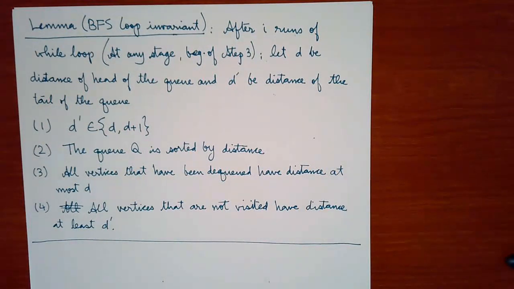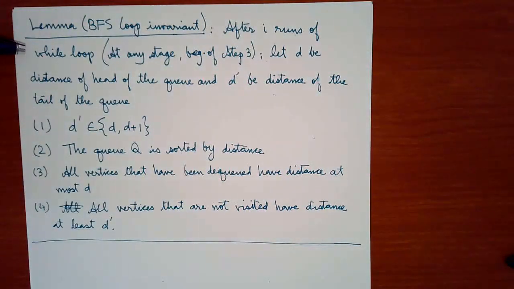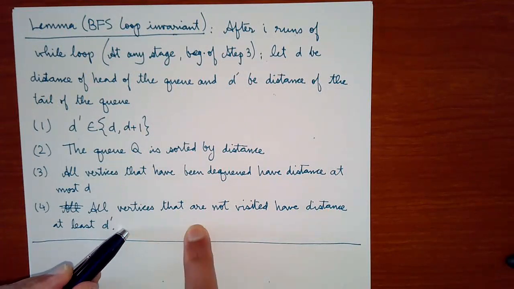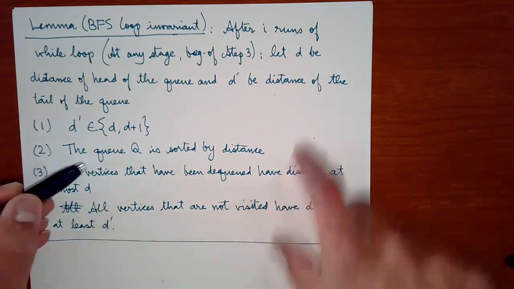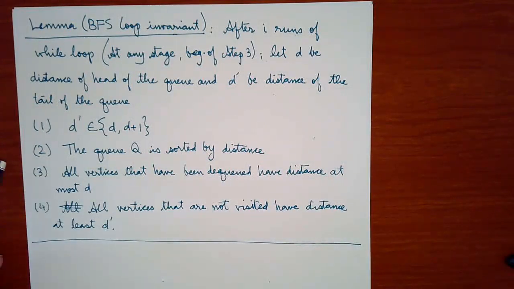first exercise from today. Proving this, of course, you'll realize that it's not difficult at all once you've written this down. If you assume all of these conditions and you just look at the next step of BFS, you'll see that all of these are maintained. The queue is sorted by distance because you always insert at the end, because all the vertices that are not visited have distance at least d prime.